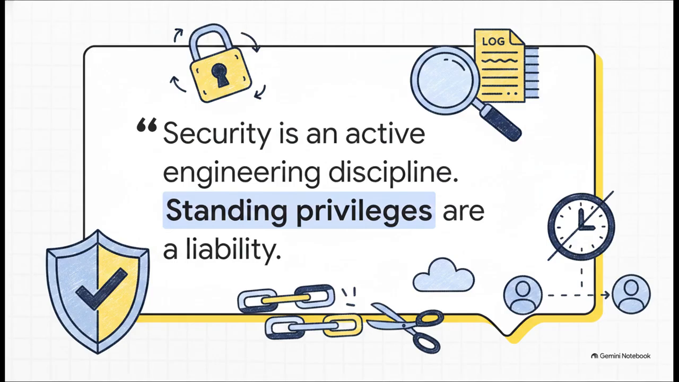You can't just set an IAM policy on day one and walk away. As a cloud engineer or architect, you have to actively monitor your audit logs, implement access transparency, and literally strip over-provisioned access from your environment based on actual real-world usage. If a user or an app has a standing privilege 24/7 that they only touch once a month, that is a massive, completely unnecessary vulnerability just waiting to be exploited.